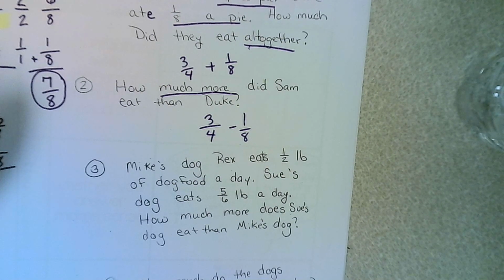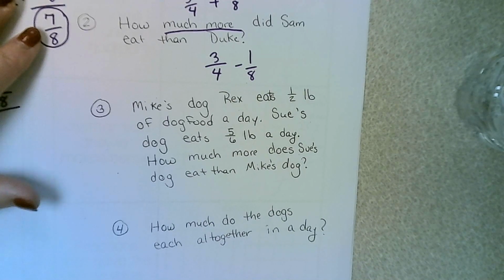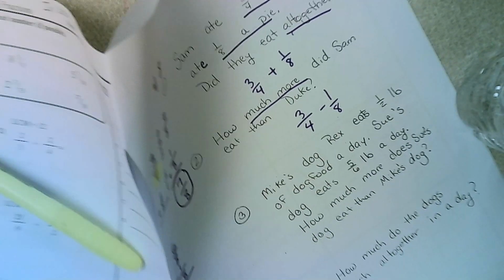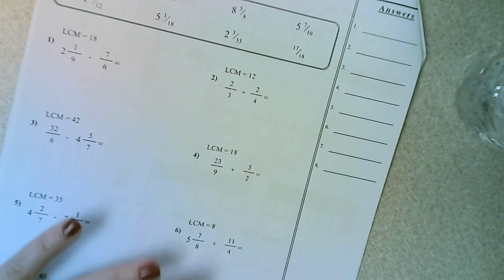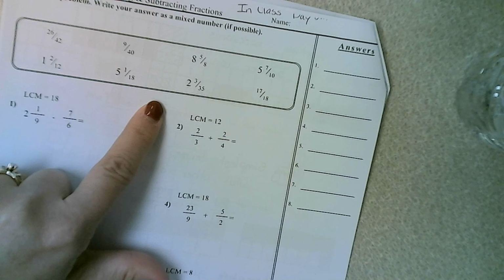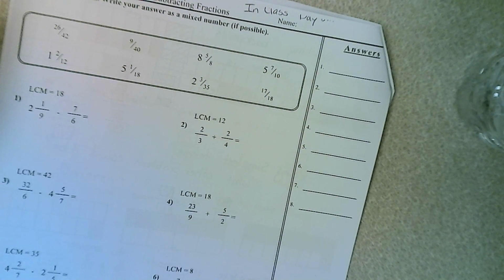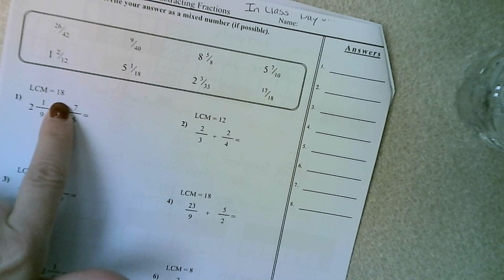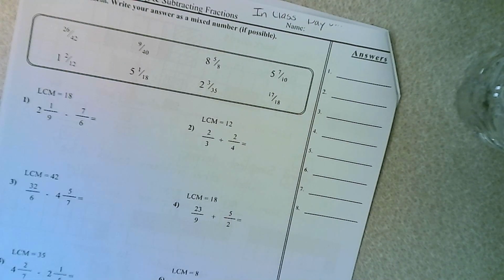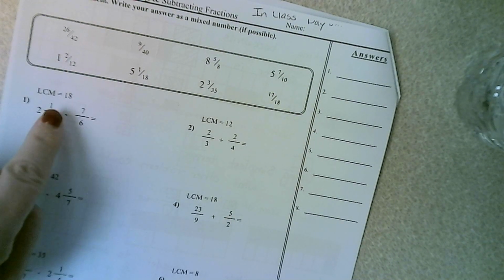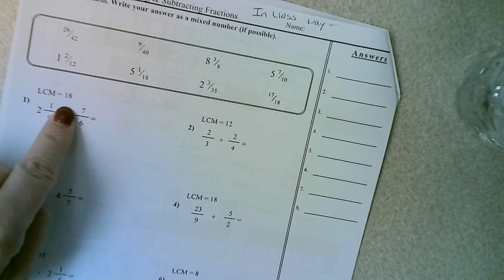I'm going to let you do 3 and 4 on your own. When you get done with those, you can go back and work this page. The answer should be on top. I want you trying to do this by yourself. It will be good practice for tomorrow. It already tells you the lowest common denominator. You don't even have to find your multiples.